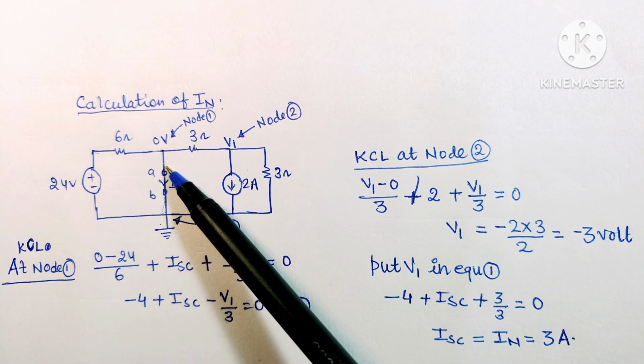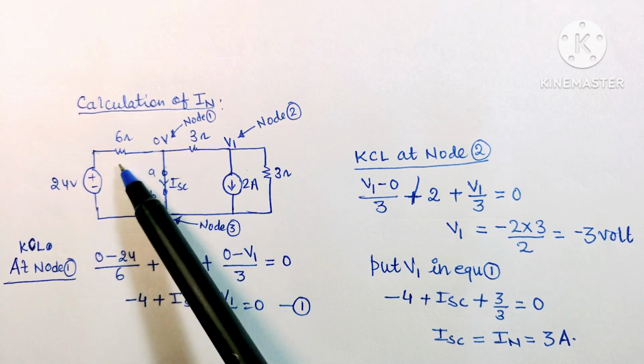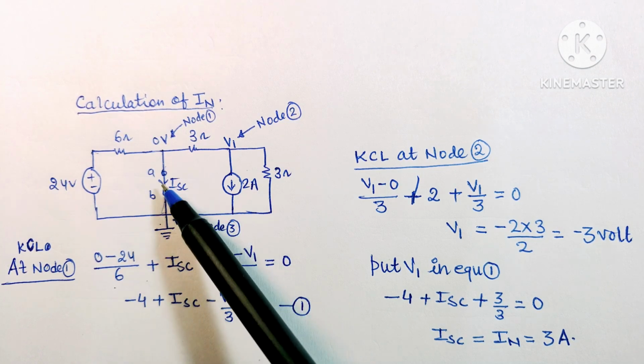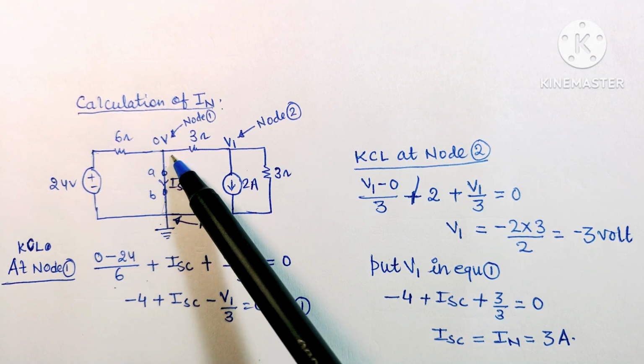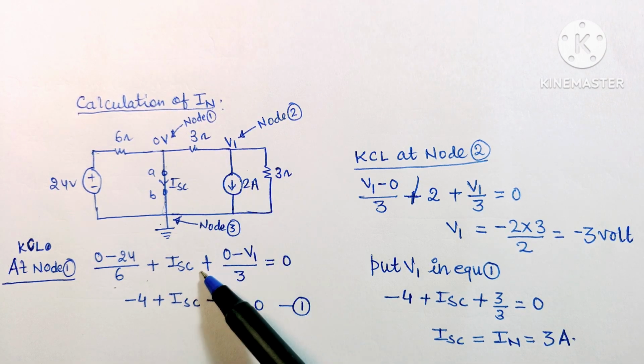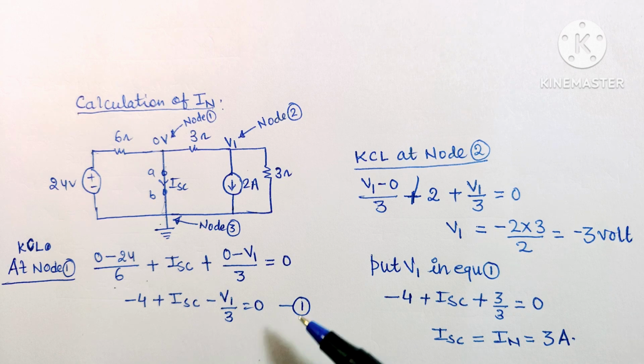Now apply KCL at node 1. Then we can find out that the current in this branch will be equal to (0 minus 24) upon 6, plus this current is leaving this node, so it will be in positive sign, and the current will be plus ISC. The current in this branch will be plus (0 minus V1) upon 3, equal to 0. We rearrange the equation and equation number 1 will be found.